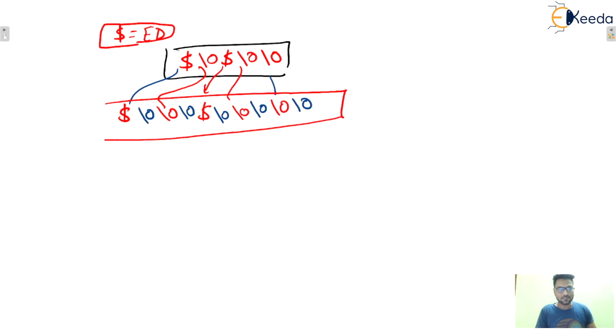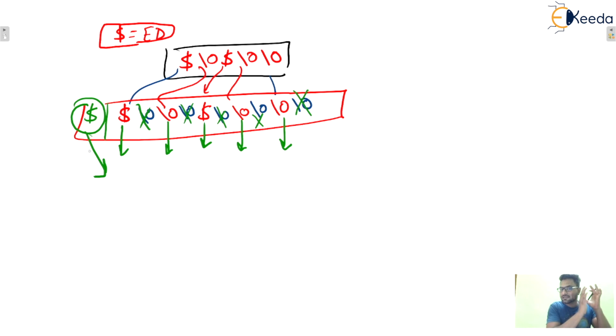Whenever this frame reaches the destination, the first null character will be removed, the second one will be read as data, the next one will be removed and this will be read as data, the next one will be removed, this will be considered as data, then this will be removed and this one will be considered as data. Finally ED will come, dollar will come. Now before this dollar there is no null character, so the receiver will understand that this is the end of this frame. I hope this one is clear to everyone.